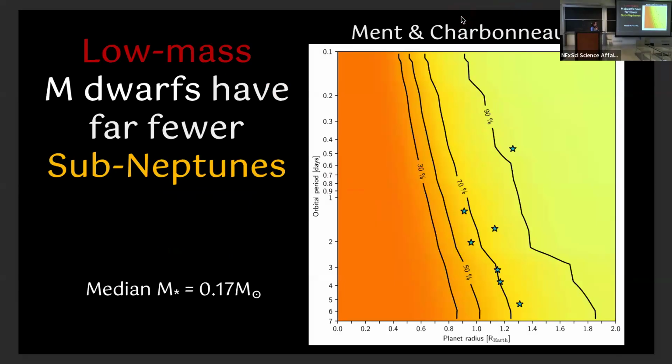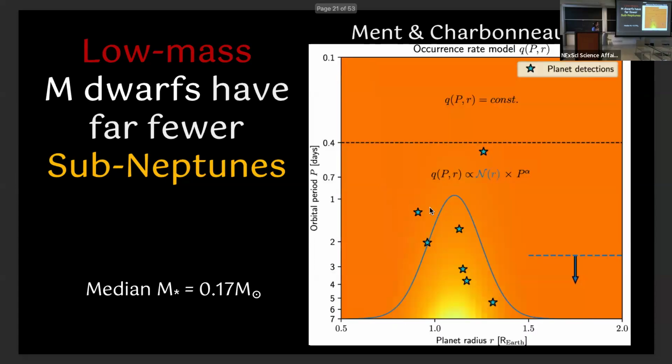So we've seen a lot of plots like this so far this week. These are the completeness contours coming out of their survey. So they inject fake planets into their data and recover them to see how to correct for the completeness of their investigation. And that turns into this occurrence rate distribution.